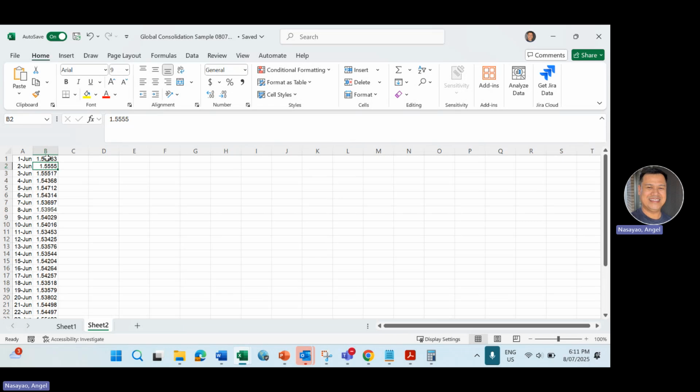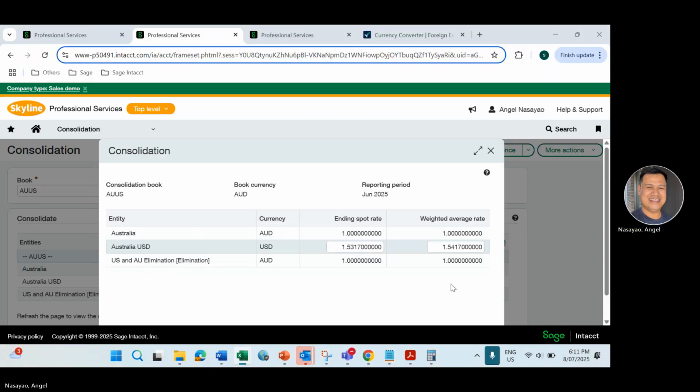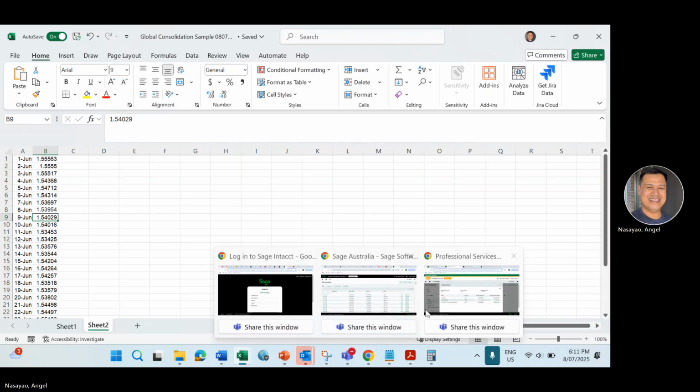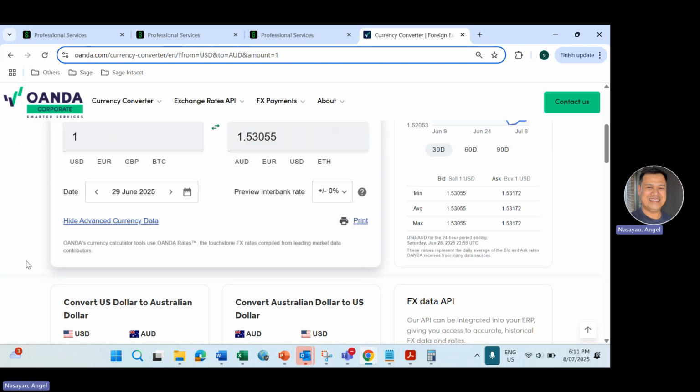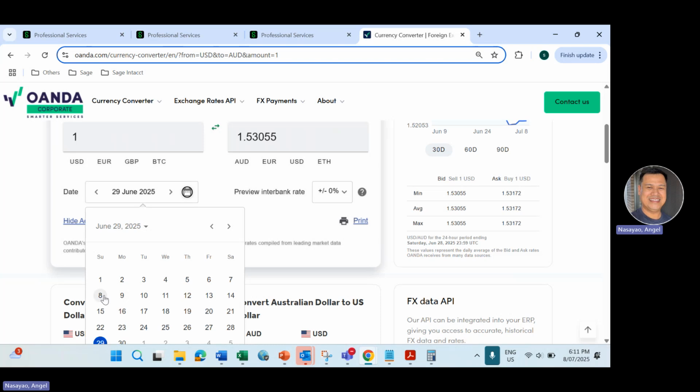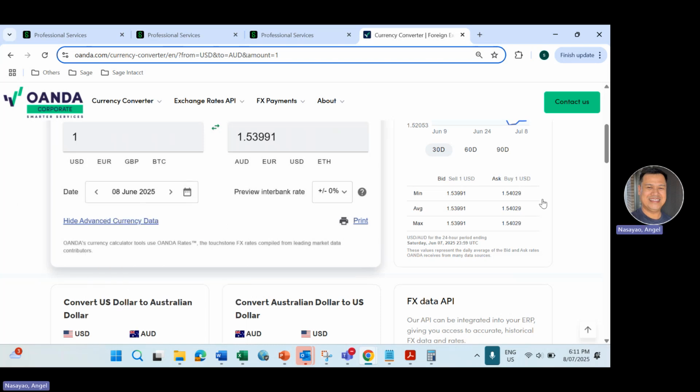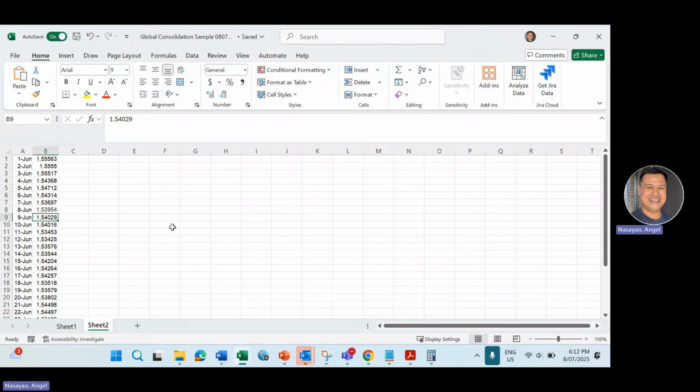So let's look at this one here, or maybe just randomly. All right, so I see here on June 9, the rate is 1.54029, but I should be looking at June 8. So if I change this, just for us to see, June 8, 1.54029 is the rate there. Sorry, 1.50429. All right, so let's look, for example, at June 20.